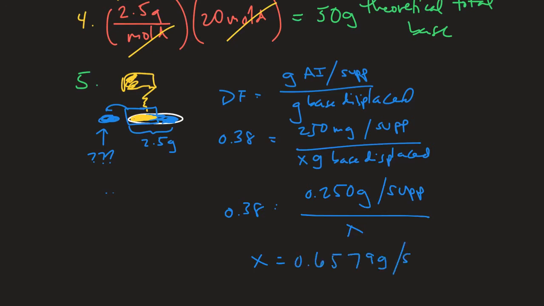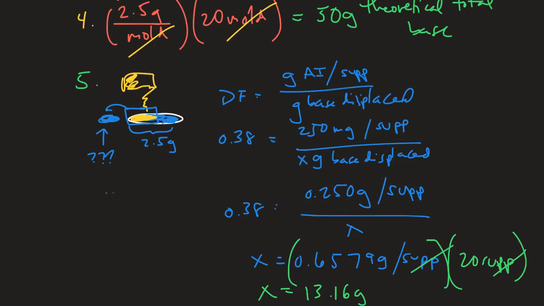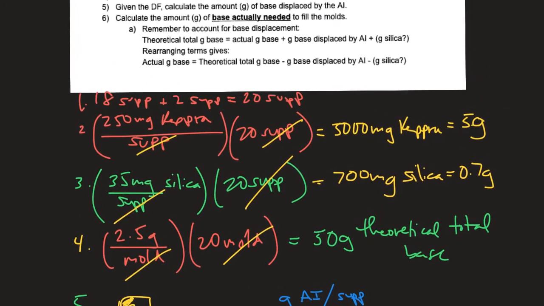X equals 0.6579 grams per suppository. We're making 20 suppositories. So suppositories cancels out, and X ultimately gives you 13.16 grams total base displaced. So now we found the total base displaced, and we're going to move on to step 6.